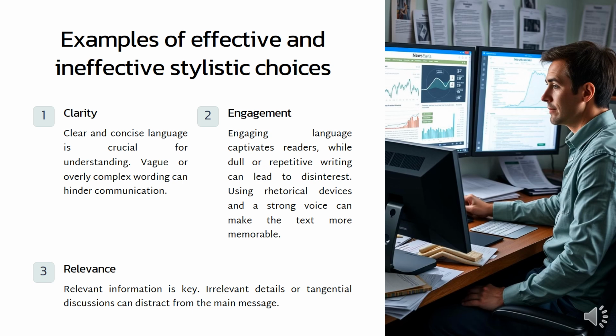Examples of effective and ineffective stylistic choices. Clear and concise language is crucial for understanding. Vague or overly complex wording can hinder communication. Engaging language captivates readers, while dull or repetitive writing can lead to disinterest. Using rhetorical devices and a strong voice can make the text more memorable. Relevant information is key. Irrelevant details or tangential discussions can distract from the main message.